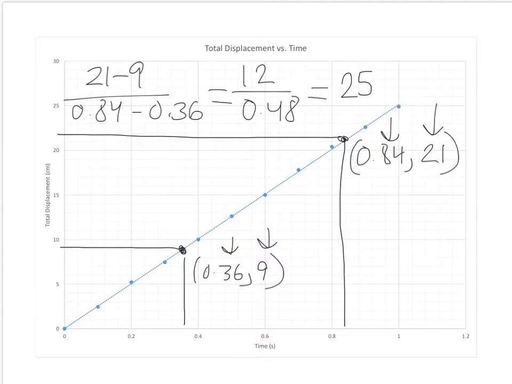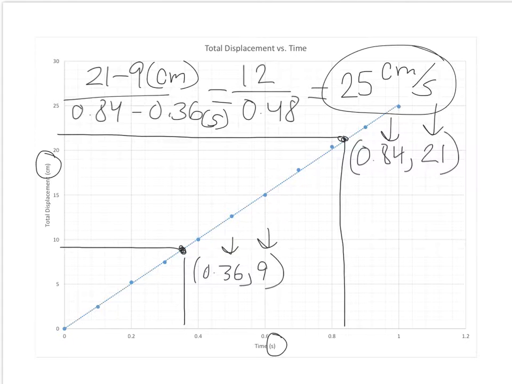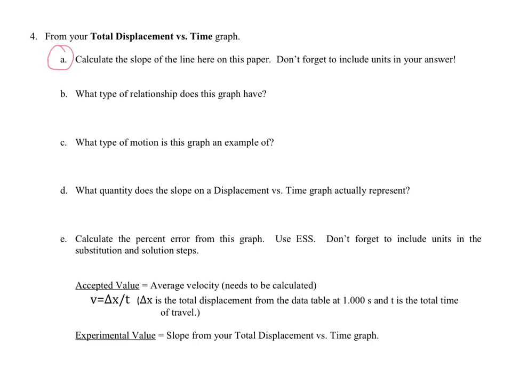Now remember, we're taking y over x. Y over x is centimeters over seconds for our units. So that means when you divide y over x, your answer for the slope ends up being centimeters per second. So that was the slope of my line. Make sure you can do the same for yours. So my slope ended up being 25 centimeters per second.